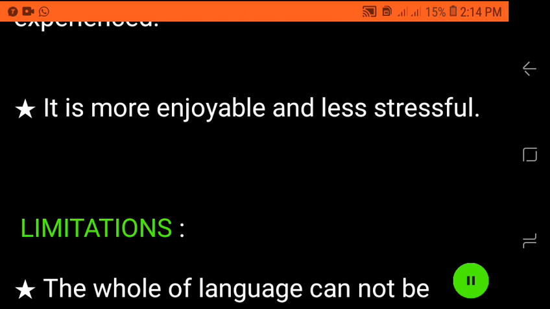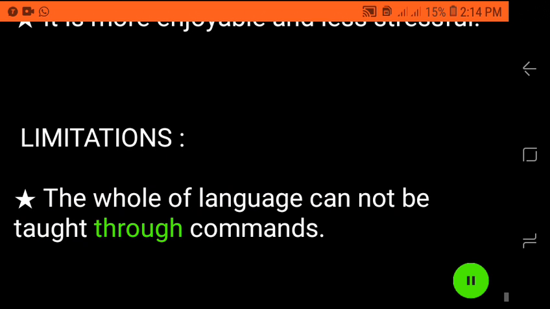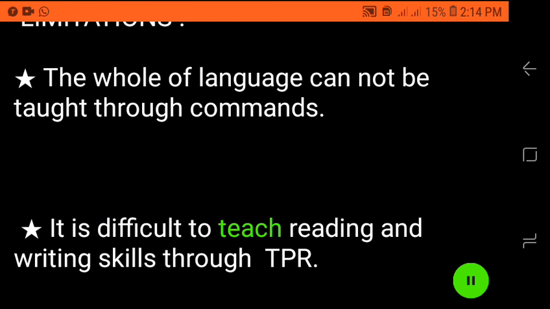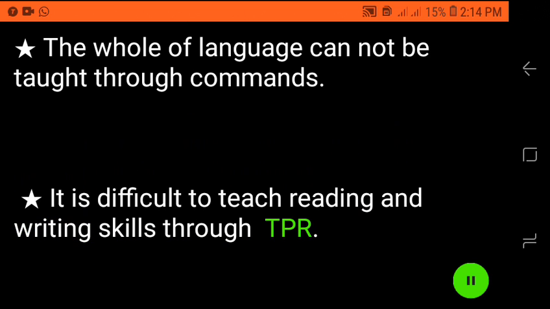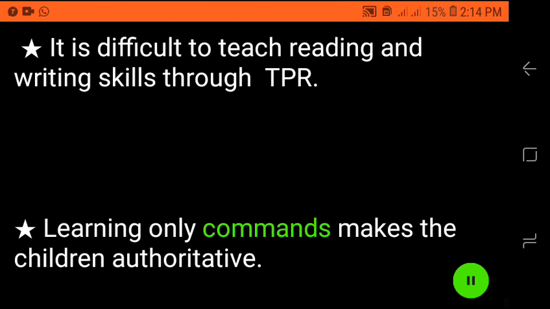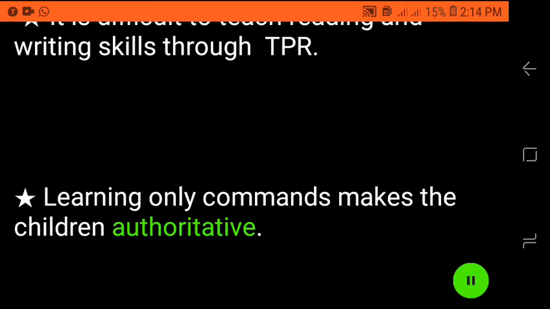Limitations. The whole of language cannot be taught through commands. It is difficult to teach reading and writing skills through TPR. Learning only commands makes the children authoritative.